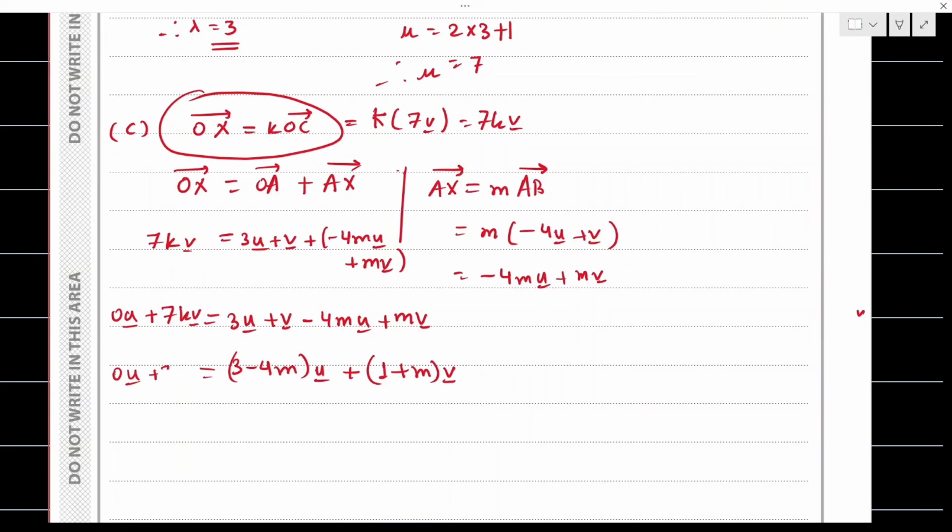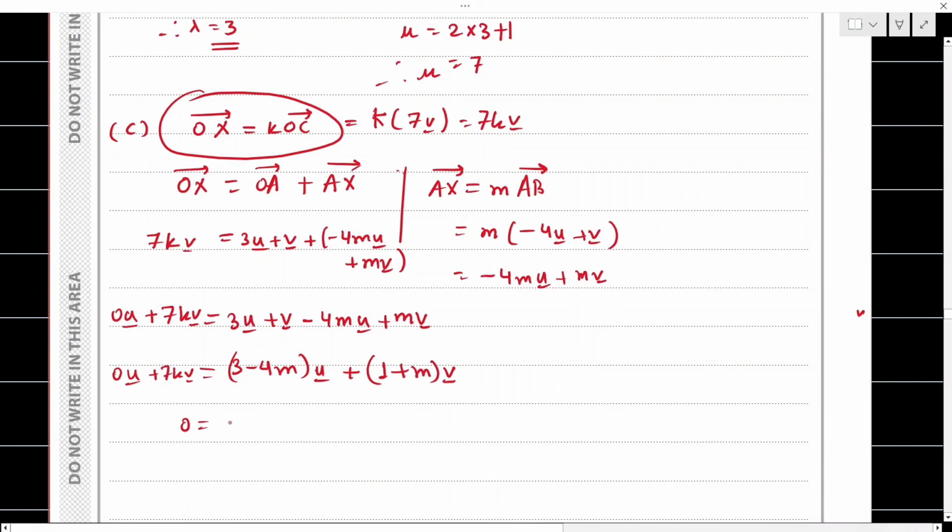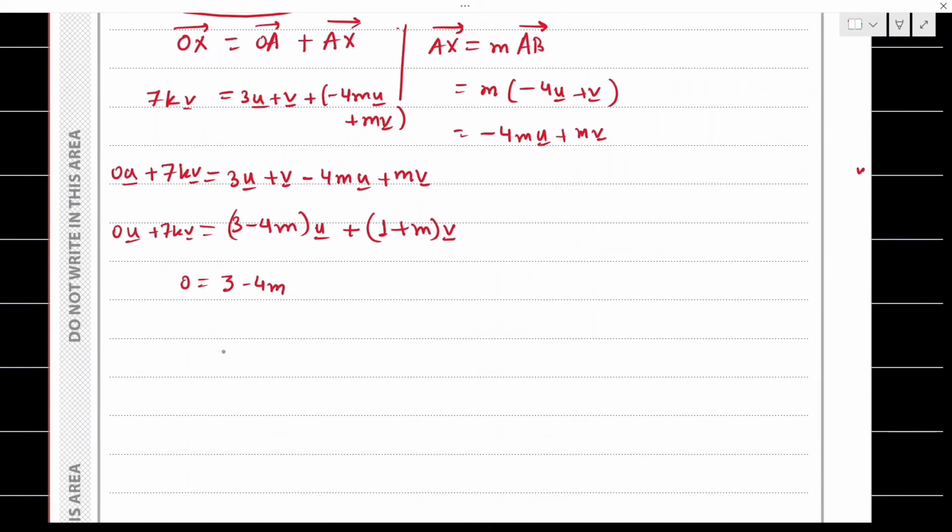Now comparing the two sides, I can clearly see that 0 is equal to 3 minus 4m. The coefficients of U are equal and the coefficients of V are equal. So 7k is equal to 1 plus m. From our first equation, I can easily find out the value of m. I can say that 4m is equal to 3, or m is equal to 3 by 4.